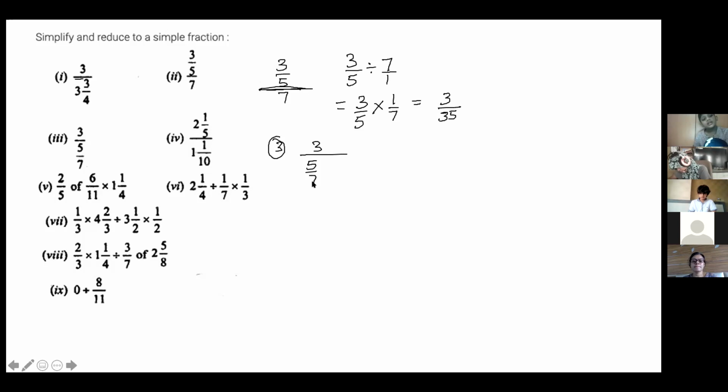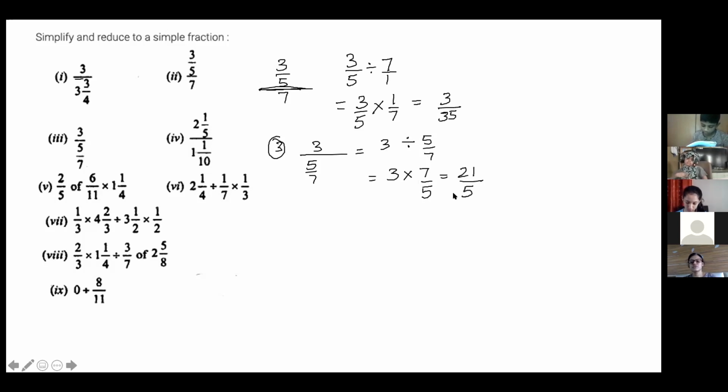3 is the numerator and the denominator is 5 by 7. Correct. So this will be 3 divided by 5 by 7. Now, how will you do it? 3 divided by 5 by 7 becomes 3 multiplied by 7 by 5. Correct. So the answer will be, no lowest form, na? 21 by 5.